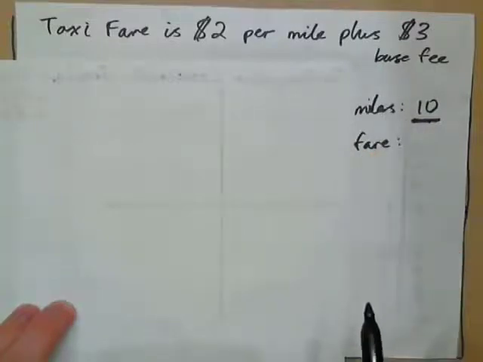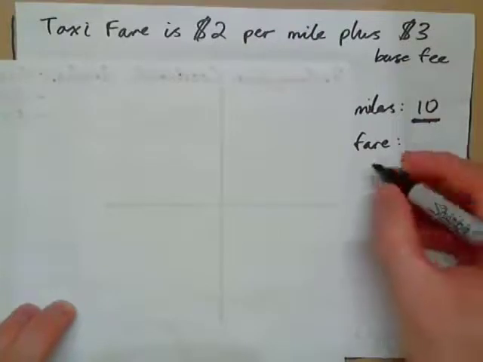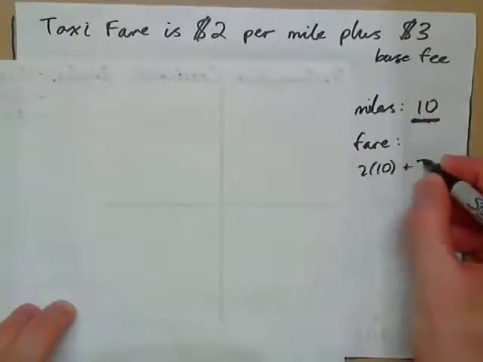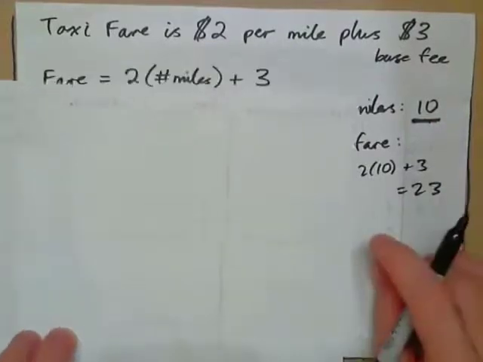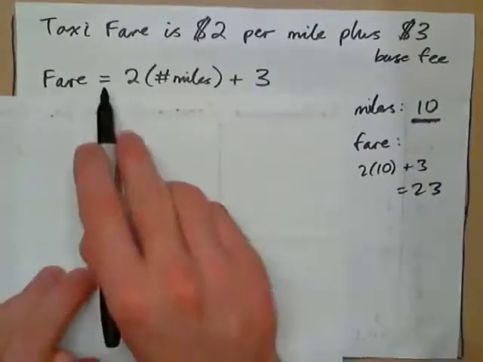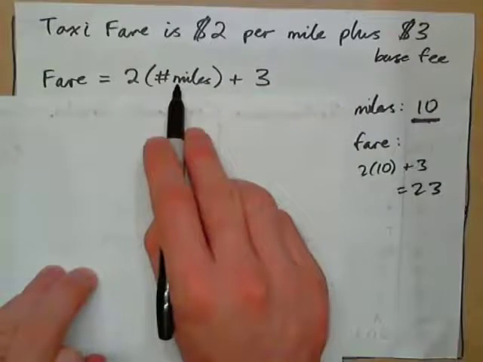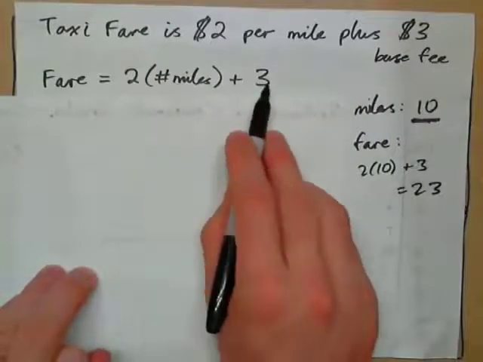Well, let's see, $2 for every mile, you go 10 miles. Isn't that 2 times 10, 20 plus 3? $23, right, for 10 miles? Okay, so basically the fare is 2 times the number of miles plus $3, right?